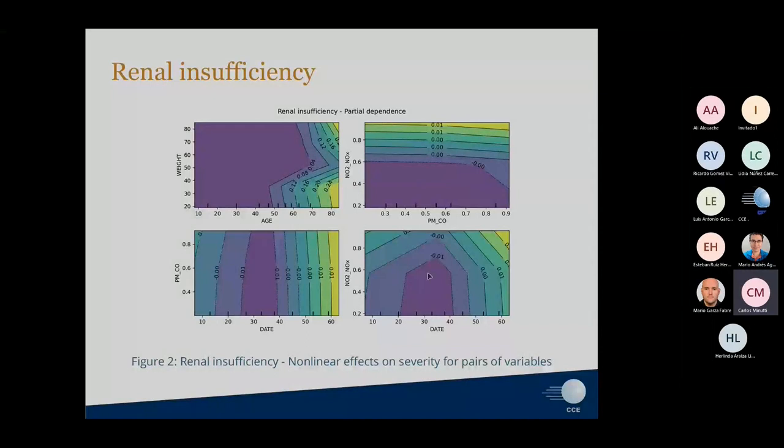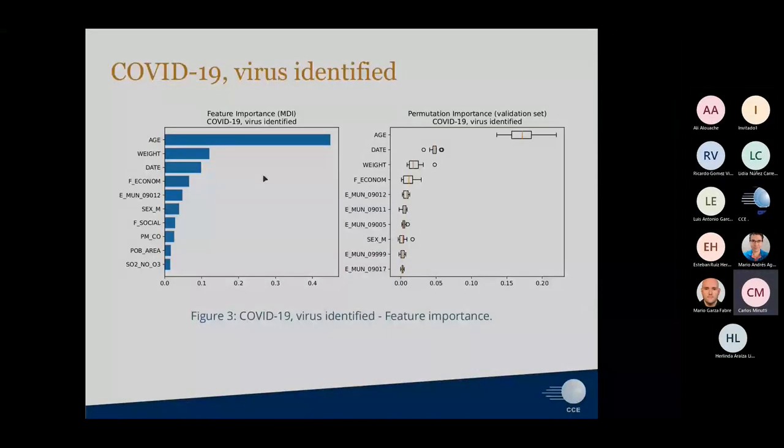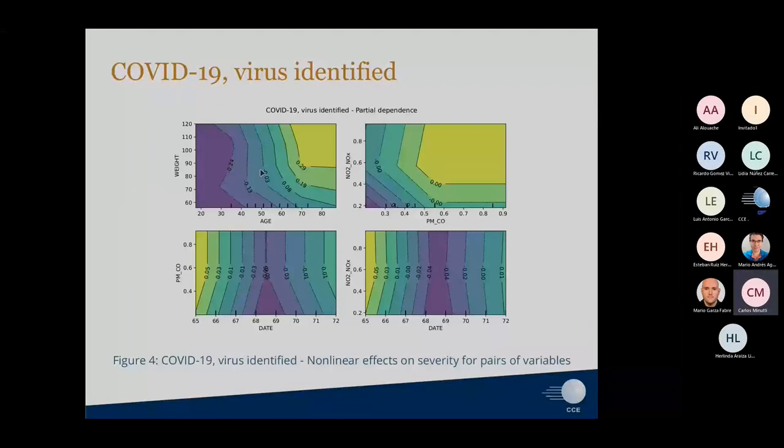About COVID-19, you can see again the main variables. For example, the leading variables here for severity in the hospitalization are the age, the date of the hospitalization, the weight, and also the economic factor. And about the nonlinear relationships, you can see a nonlinear relationship between age and weight. Higher values of both have the higher risk, but this relationship is not linear. Also, you can see a nonlinear interaction between PM and NO pollutants, with the highest value for high exposures of both of them.